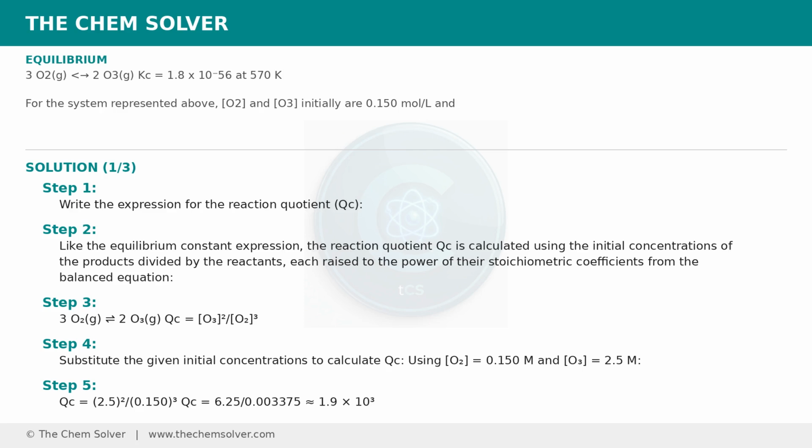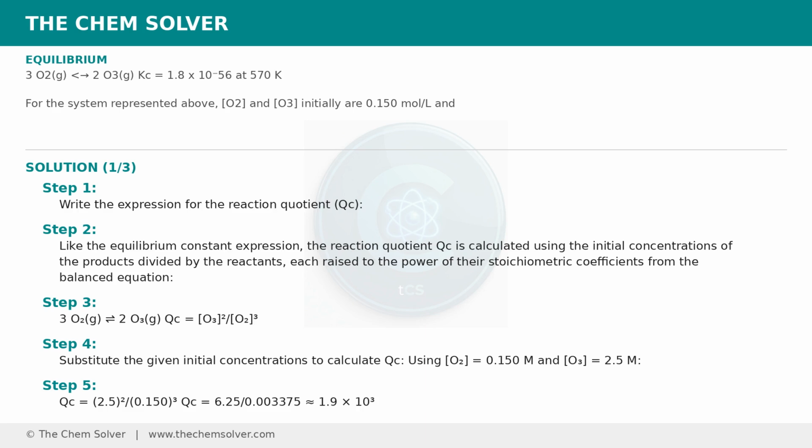Write the expression for the reaction quotient, Qc, like the equilibrium constant expression. The reaction quotient Qc is calculated using the initial concentrations of the products divided by the reactants, each raised to the power of their stoichiometric coefficients from the balanced equation. 3O2 is in equilibrium with 2O3. Qc equals [O3] to the power 2 over [O2] to the power 3.